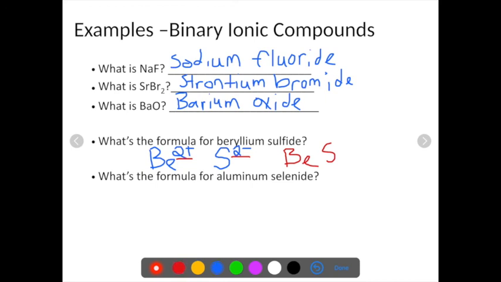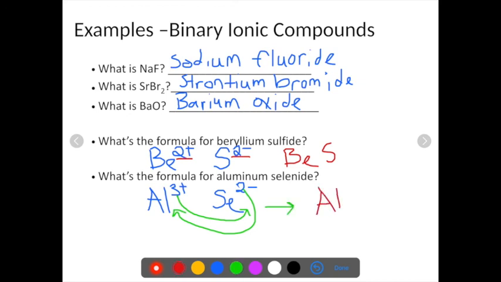Let's do another one here. The symbol for aluminum is Al, and it has a +3 charge because it's in group 3. And then selenide, the symbol is Se, and it has a -2 because it's in group 6. Then we can do the little switcheroo thing. So 3 is going to come over here on selenide, 2 is going to come over here, and we're going to get Al2Se3. And that is the empirical formula. I cannot simplify that any further.